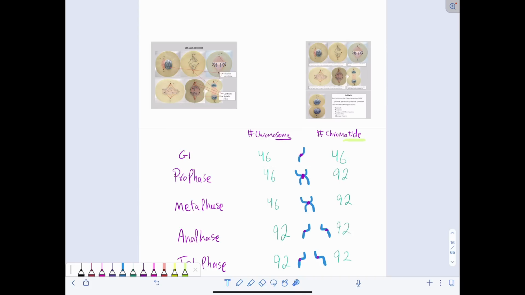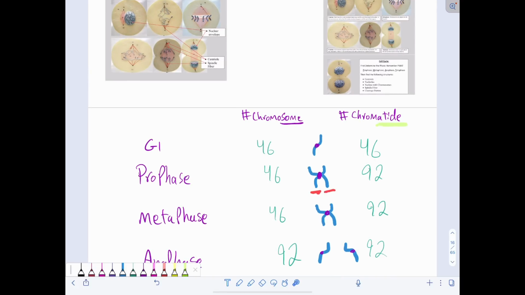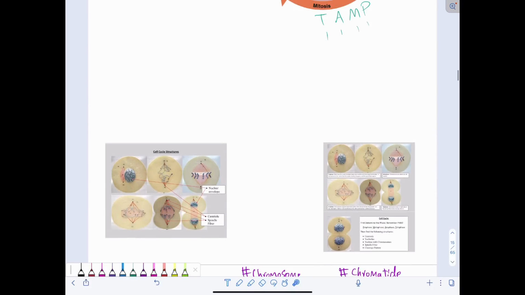Now, if you look at after S phase, because they stick together, there's still 46 of these chromosomes. But each chromosome is made up of two chromatids, right? And because of that, we say there are a total of 92 chromatids. So these two chromatids in each chromosome, we call sister chromatids. And so looking at the mitosis real quick.